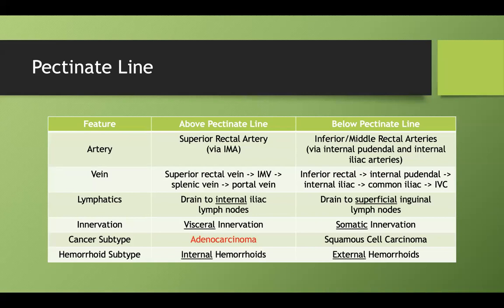If it's above the pectinate line, that means it's part of your hindgut, part of your embryologic GI tract. And so it should come as no surprise that any cancer in that area would be an adenocarcinoma. On the other hand, if it's below the pectinate line, it's not part of your embryologic GI tract, so it's kind of similar to your oral cavity or proximal esophagus in that regard. If a cancer forms there, it's more likely to be squamous cell carcinoma because the predominant cell type in that area is squamous cells.